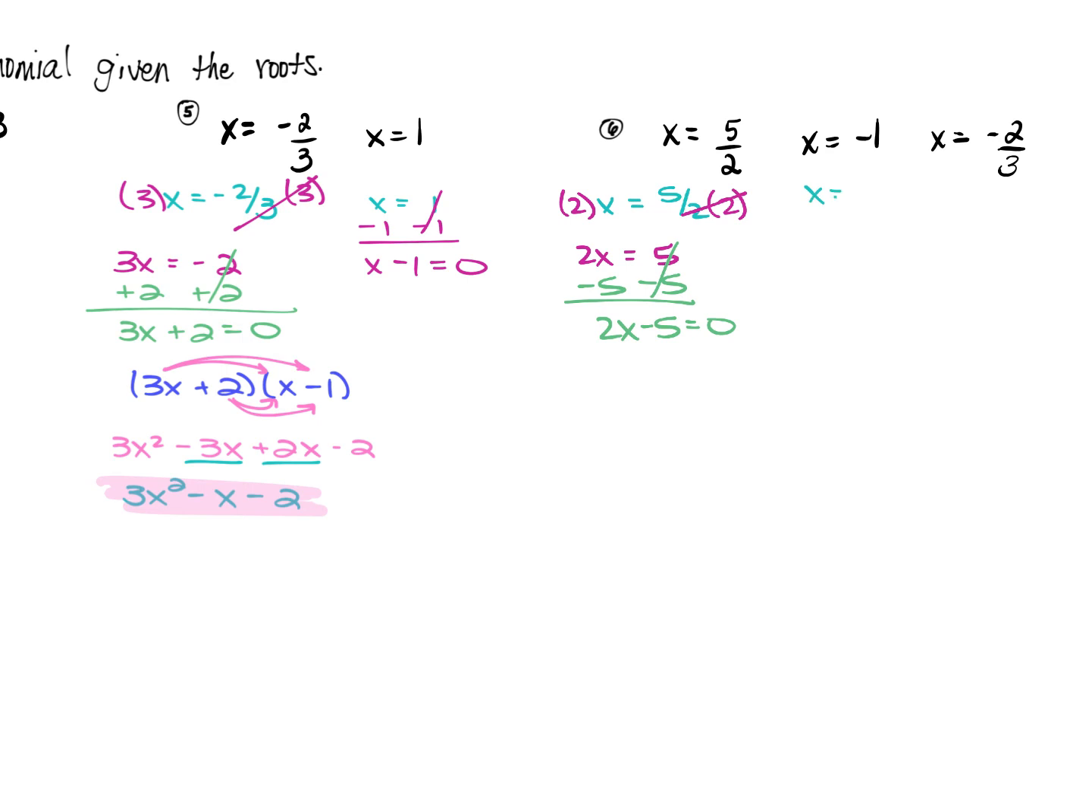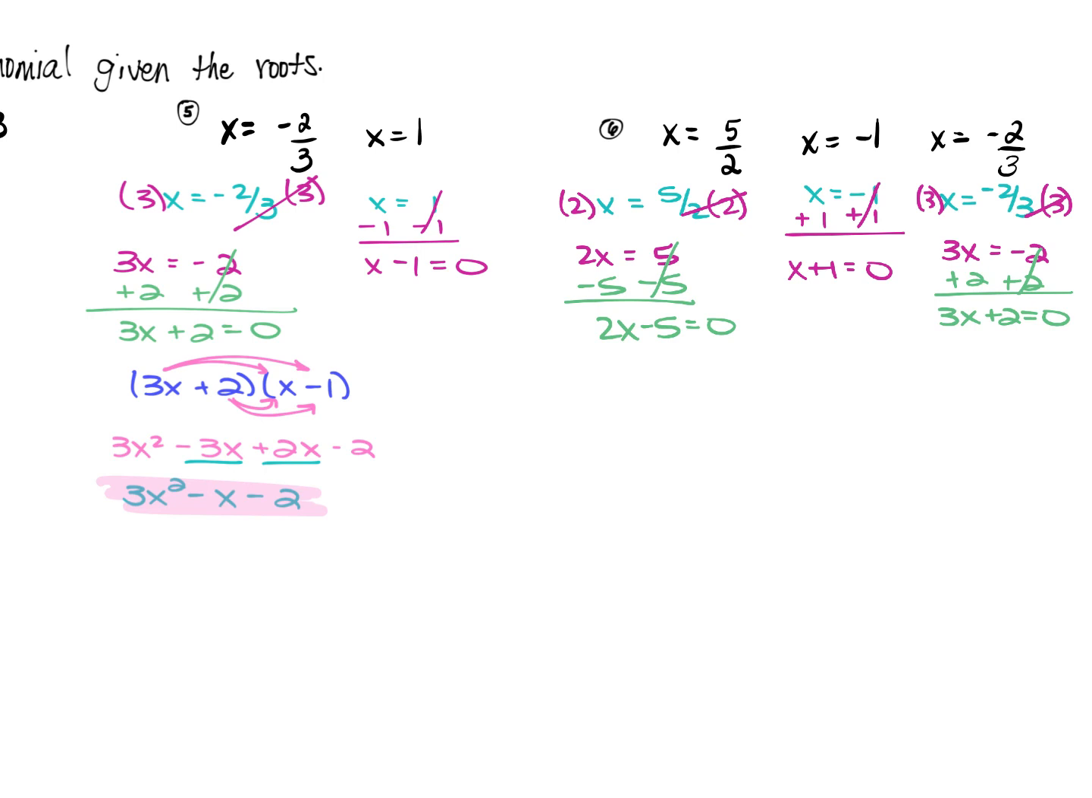For the x is equal to negative 1, easy. Move your 1 over by adding it to both sides. That gives you x plus 1 is equal to 0. Then for the x is equal to negative 2/3. Remember, multiply each side by the 3. That leaves you with 3x is equal to negative 2. Then add your 2 over to set this equal to 0. So that's 3x plus 2 is equal to 0.